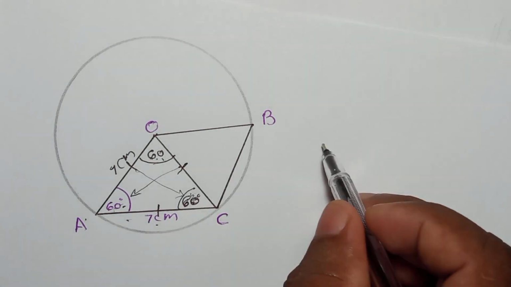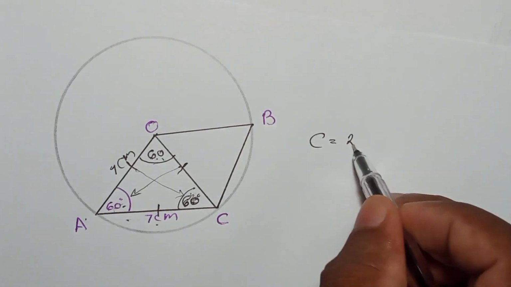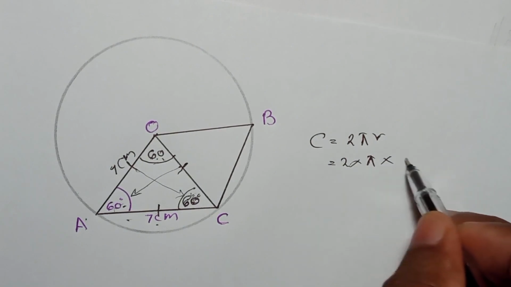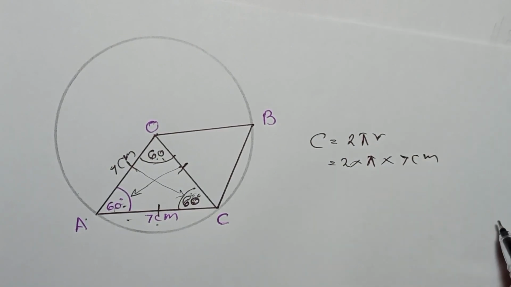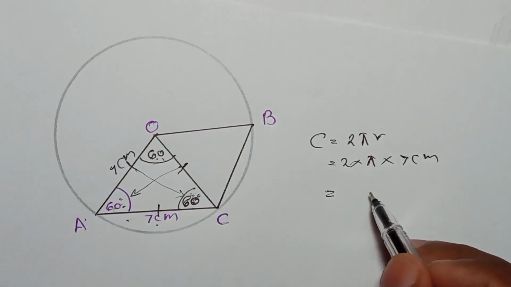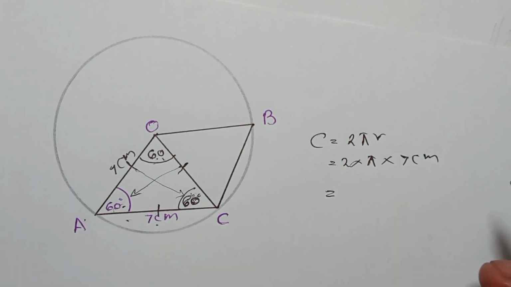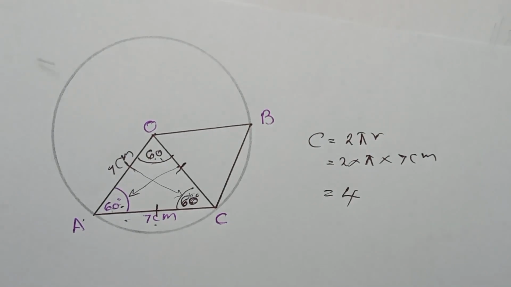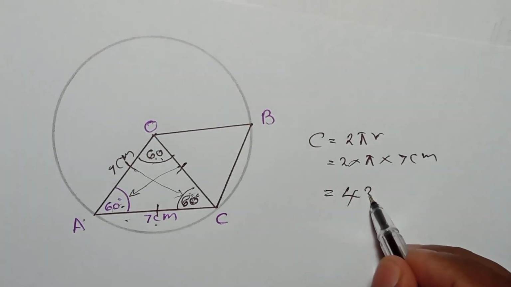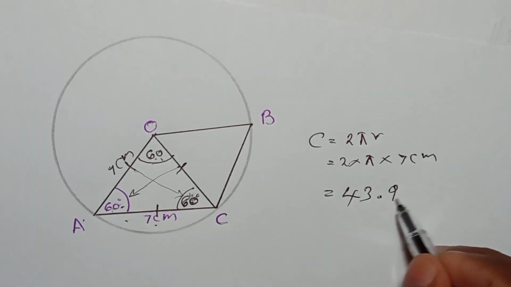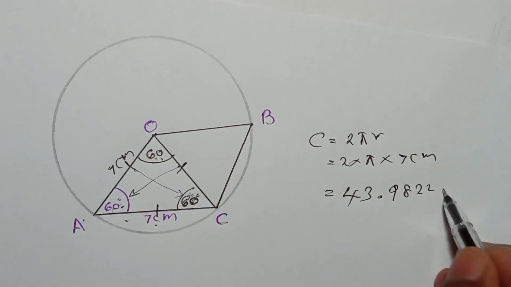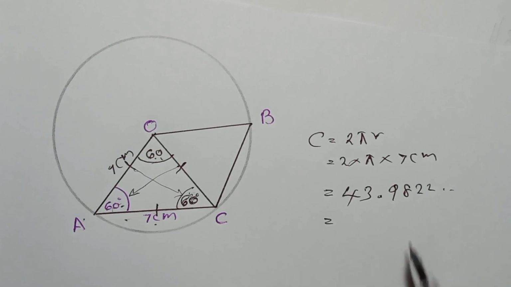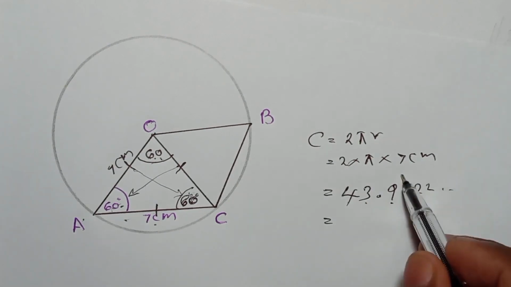Now very simple, you can find: 2πr, and here r means 7 cm. So your answer will be, they asked to find it to 3 significant figures. Anyway, you will first get your answer as 43.9822 like that.